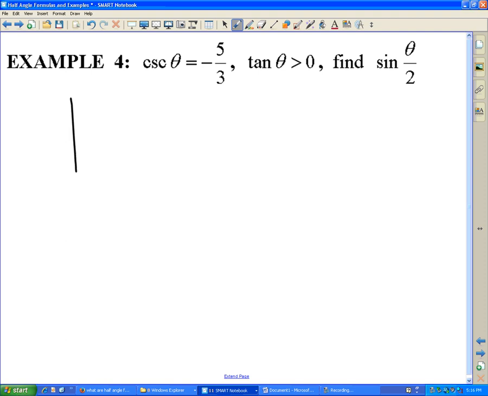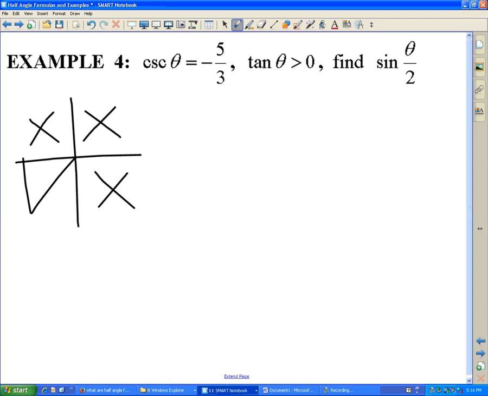So they tell us that cosecant is negative. Cosecant is based on y. It's the reciprocal of sine. And so if cosecant's negative, we certainly can't be above the x-axis where cosecant's positive. We also know tangent is positive, which means we're going to be over here in quadrant 3, because tangent's only positive in quadrants 1 and 3, and we already had eliminated 1.